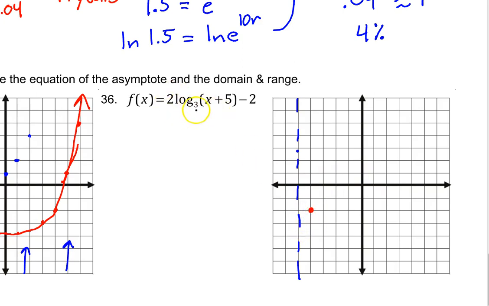And this is base 3, so the next point is going to be 3 from the asymptote here. It's going to be 3 away. But we also have a vertical stretch of 2. So there's a lot of things going on here that will, instead of going up 1 for the next point, we have to go up 2. And then it's going to be 3 away, same as the base, from that vertical asymptote.